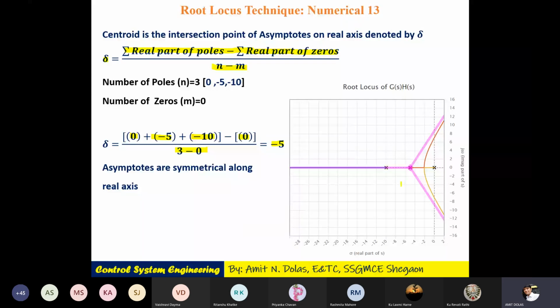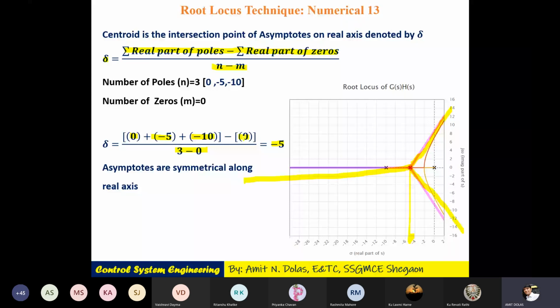And you can see your asymptote is exactly at the pole minus 5, because your centroid is here. So the asymptotes start from minus 5, plus 60 degree in this direction, 300 or minus 60 degree in this direction, and 180 in this direction. So angles are calculated. Next numerical, I have 17 numericals only.